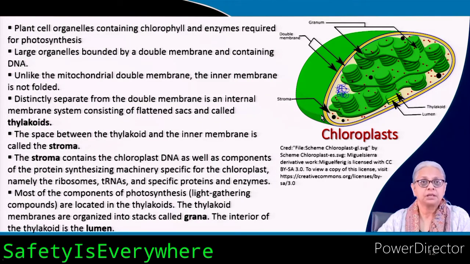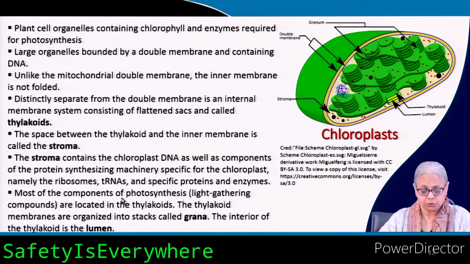Now the stroma contains the chloroplast DNA. It also has the protein synthesizing machinery that is required for the chloroplast. So you can see the ribosomes, you can see the transfer RNAs and the specific proteins and enzymes freely floating in the stroma.